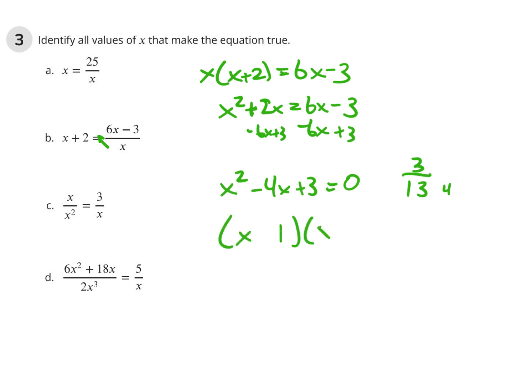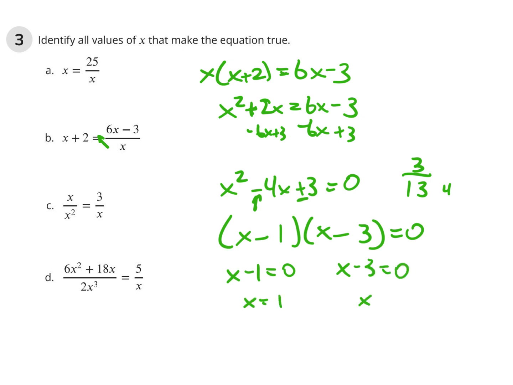x, 1, and x, 3. The sign in front of the third term tells me they both had the same sign. This one tells me they're both negative. And so now I separate them and set them equal to 0. I get x equals 1 and x equals 3. Again, the one thing our denominator could not be was 0. So there we go.